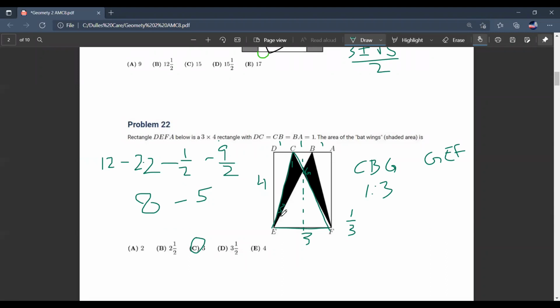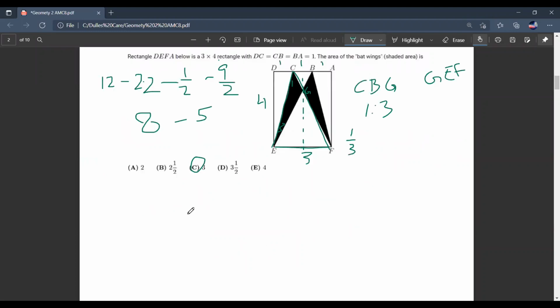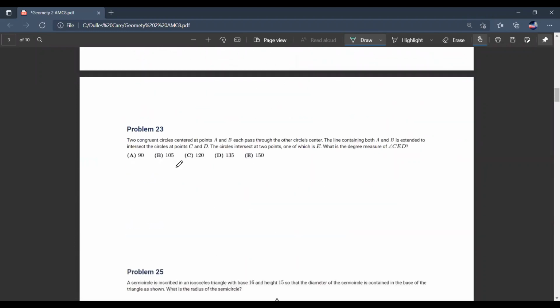Yeah, the triangle I just drew is half the area of the rectangle. That is indeed correct. It's the same height, same base. You just have to divide by 2, because area is base times height divided by 2.